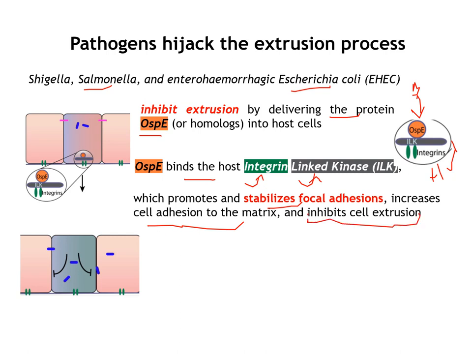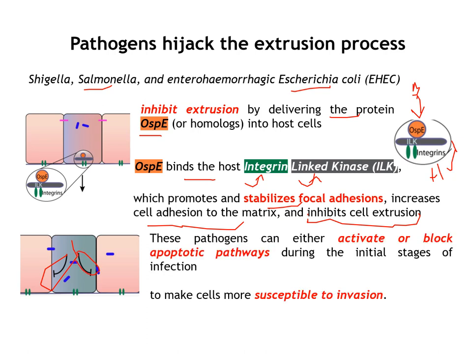So here, if you remember this symbol, these two mean inhibiting. And in that way, they block the pathways of cell extrusion to make it more susceptible for invasion. Okay, so here in this schematic, what I show you is that they block the process of extrusion to make it more susceptible to invasion. Okay, so first mechanism: taking advantage of endocytosis to invade. Second mechanism: taking the focal adhesion to modify the extrusion, to modify the apoptosis to be able to invade the tissue.